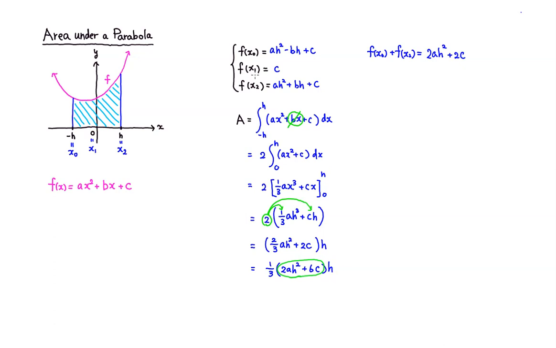We have f of x1 is equal to c, so you can just multiply that by 4 and add that on. So if you do f of x0 plus 4 f of x1 plus f of x2, because you have 4 more c's, this is going to give you exactly 2ah squared plus 6c. Now we have a formula.